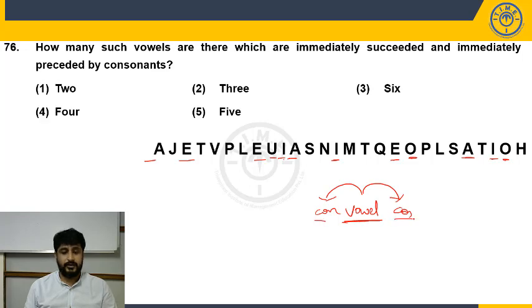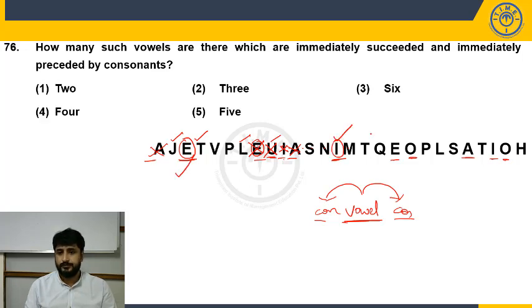Consonant, vowel, consonant. Now for this A, we don't have a consonant preceding it, so it is not that. And here vowel, consonant, yes. So this is satisfying the condition. Okay, next. Where is another vowel? Consonant, no, not satisfying the condition. Vowel, consonant, no, not satisfying. Vowel, consonant, no. Vowel, consonant, no. Vowel, consonant, yes, this one is satisfying the condition.